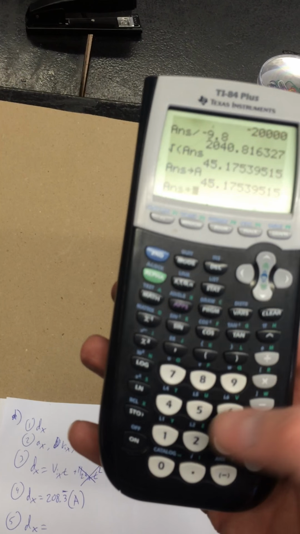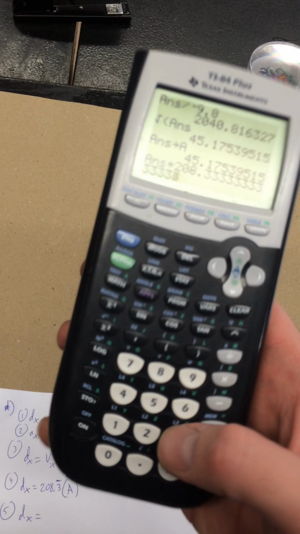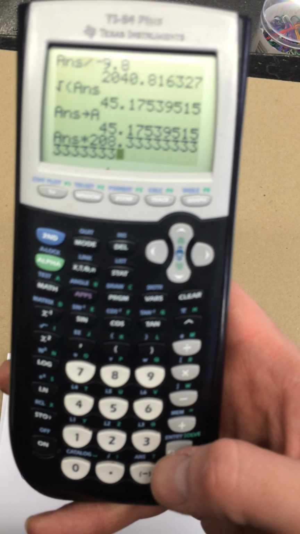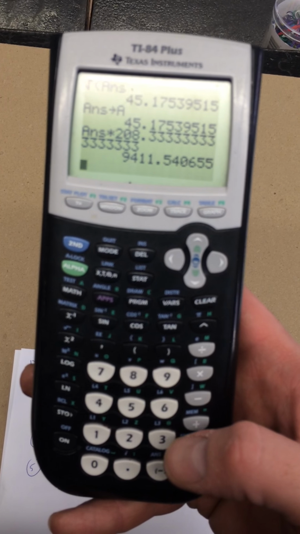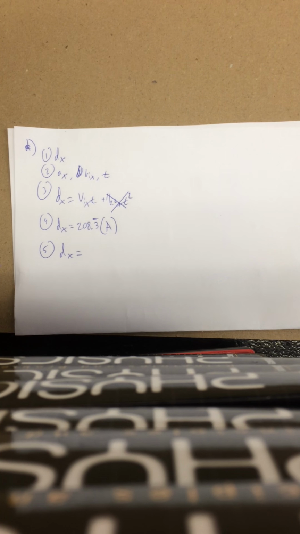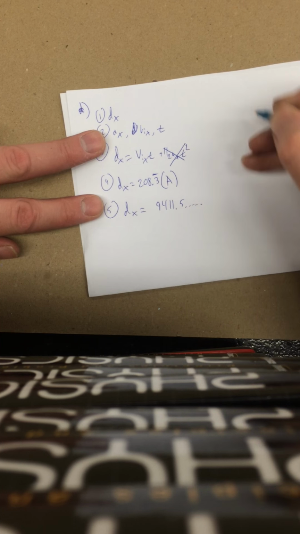So it would look like this. Just take this answer and multiply by 208.3 repeating, and just write 3 a bunch of times. We'll make sure that it's at least about 8 places out. And enter, and that's our answer. So that's the total dx, which is about 9411.5, and so on and so forth.